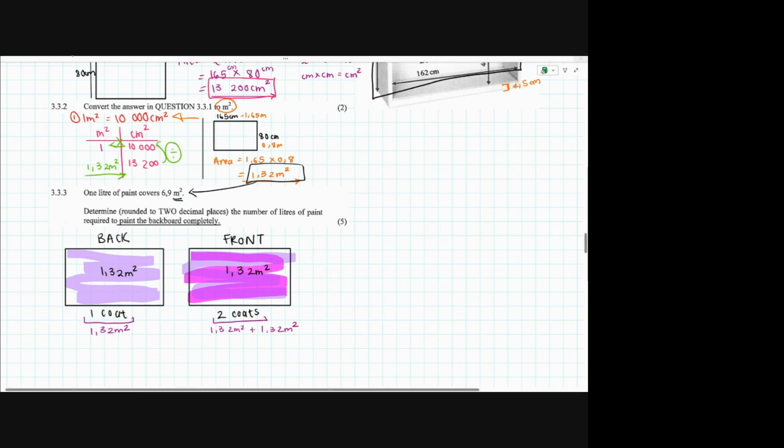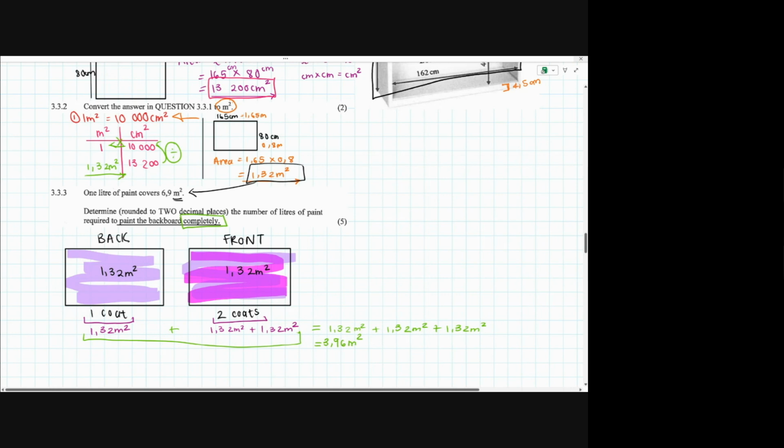And so when we now need to consider painting the backboard completely, I need to take all of these areas that I need to paint and total them up. So that basically means I have 1,32 for the back, 1,32 for the first coat on the front, and 1,32 for the second coat on the front. This will be the total area that I need to paint. So when I add all of those up, and okay, there's a few different ways that you can do this, I get a total area of 3,96 meters squared.